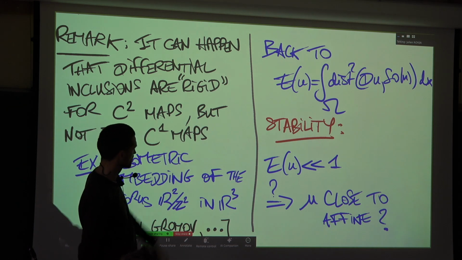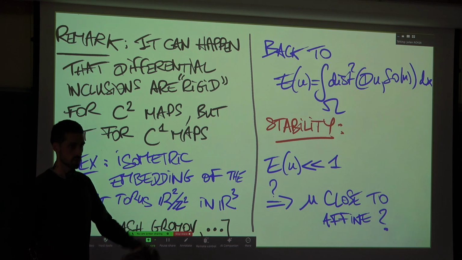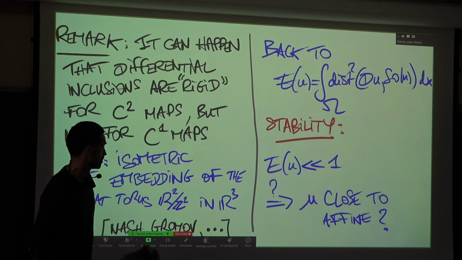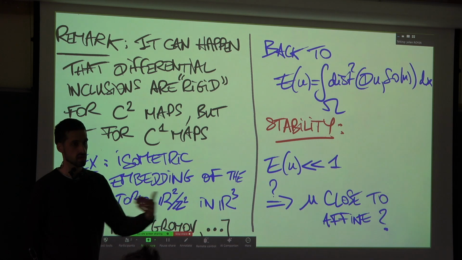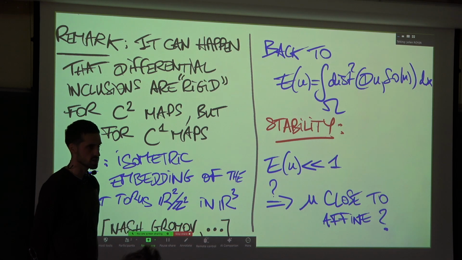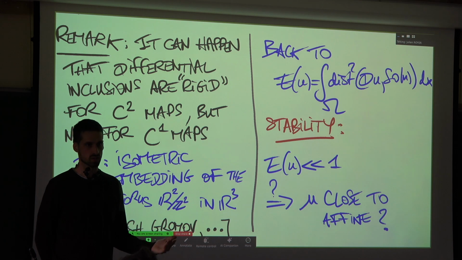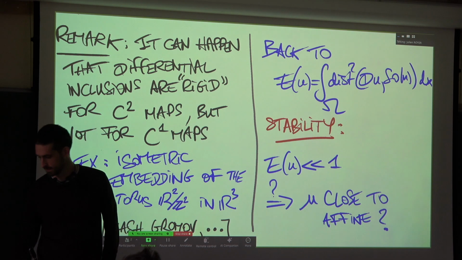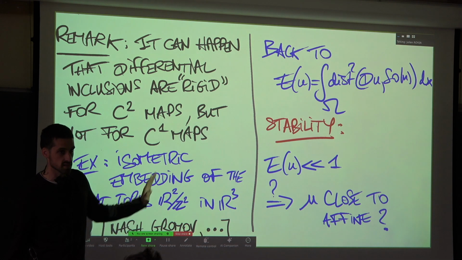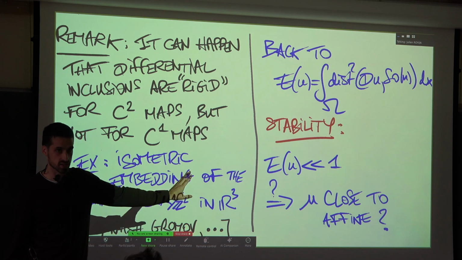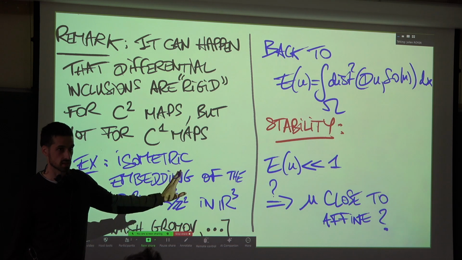Now, the question we ask is, if the energy is very small, must u be close to a specific affine function? This is the next natural question. And as I said, this is the right question. This is the physical question, because nothing is ever 0 in the real world. So in some sense, the rigidity is completely worthless physically if you don't have a stability that goes with it.